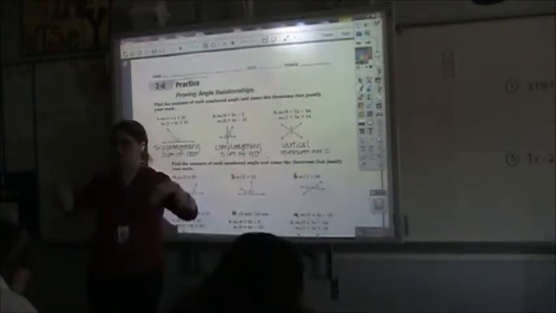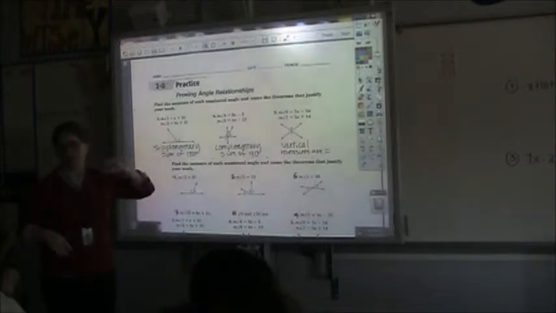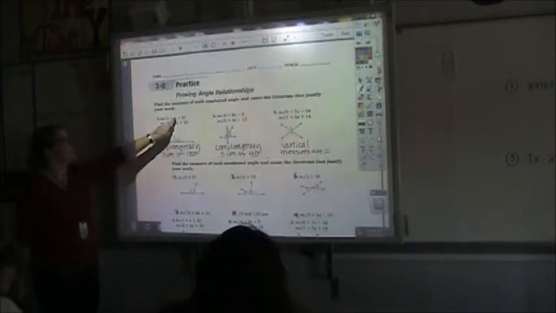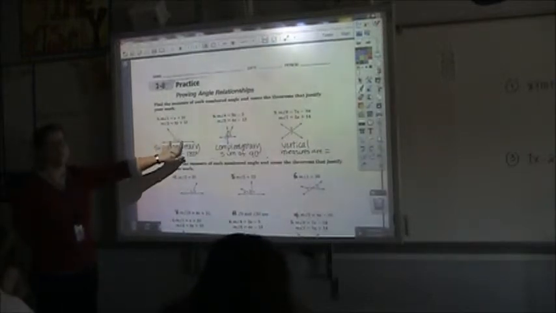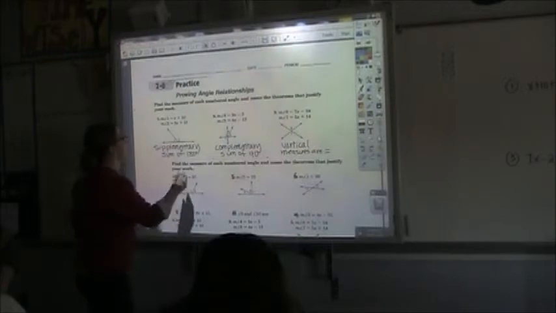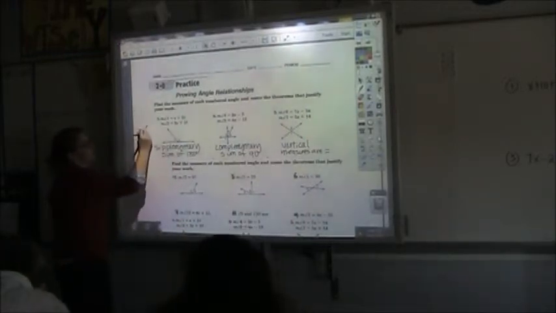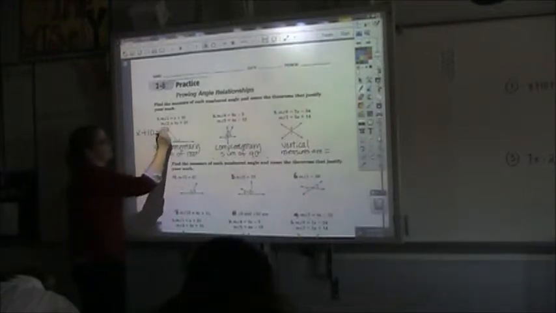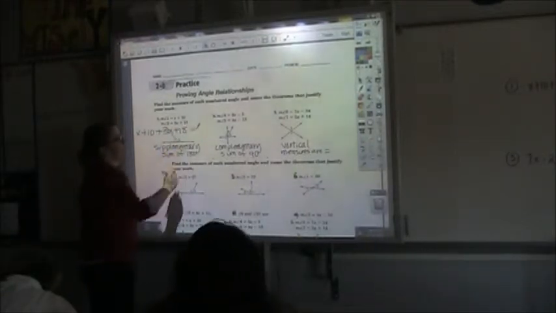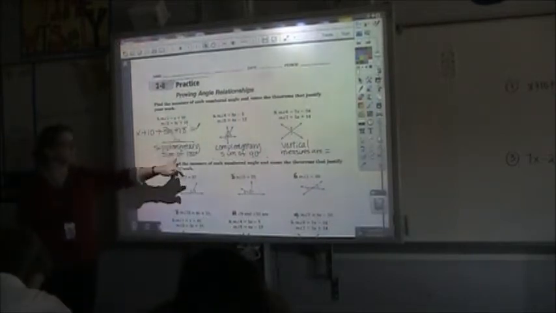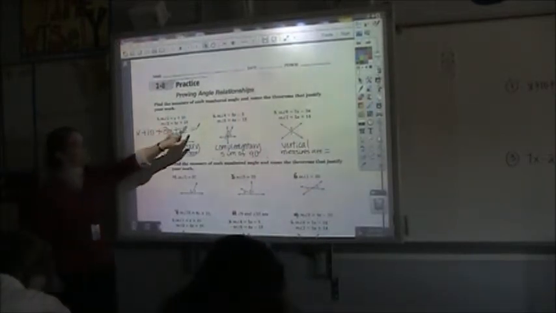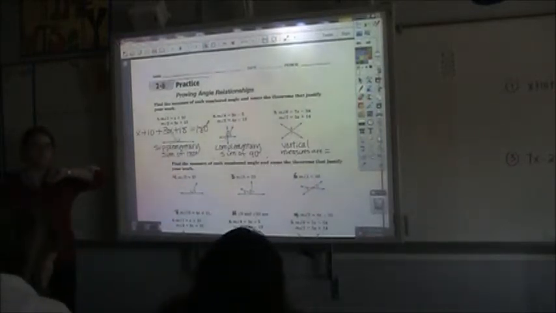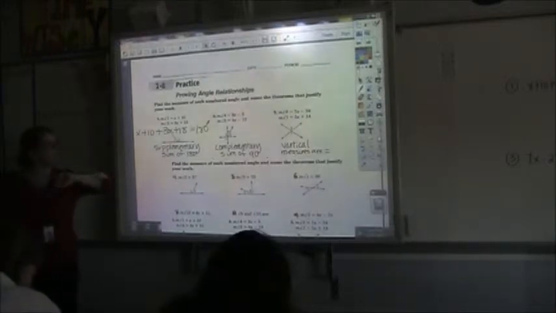I'm going to do what I just said, but put it in an equation. So, supplementary, sum of 180. Sum means to add. So I'm going to take the 2 expressions that represent the angles, and I'm going to add them together. So, measure of angle 1 is x plus 10, plus the measure of angle 2, which is 3x plus 18. And I added the 2 angles, sum of 180. So add the angles equals 180. That's how I set that up.